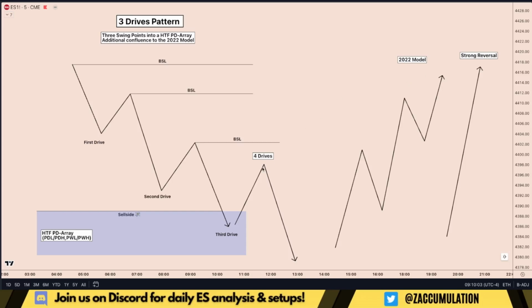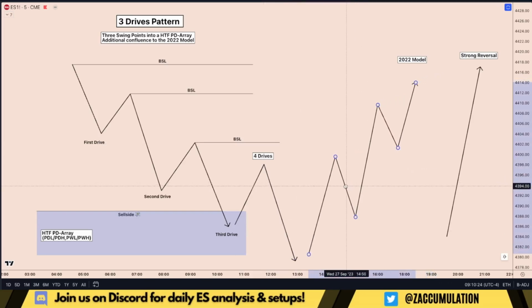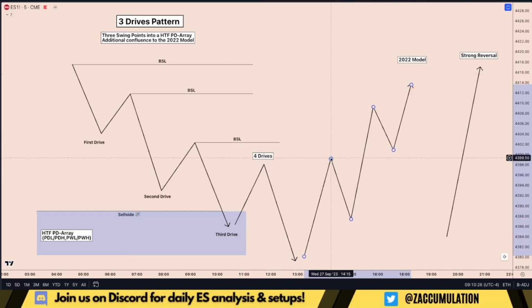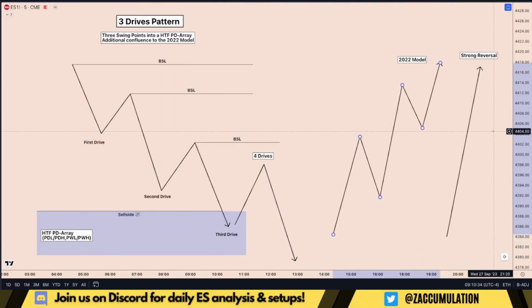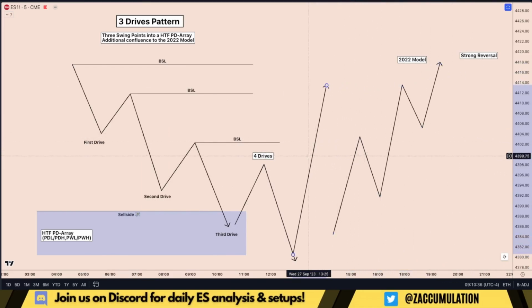The last scenario would be to evolve the free drives pattern into a 4 drives pattern, because sometimes we even make a 4th drive, and sometimes in the very rare cases we make a 5th drive. And same process again. After our 4th drive, what do we do? We could potentially see a 2022 model opportunity where we enter on the pullback to continue to run out all these highs, engineered liquidity. Or we could also see a potential strong reversal. Very simple, because all this is engineered liquidity.